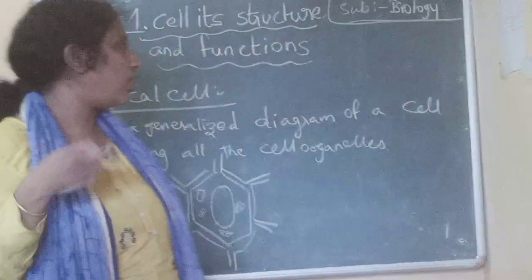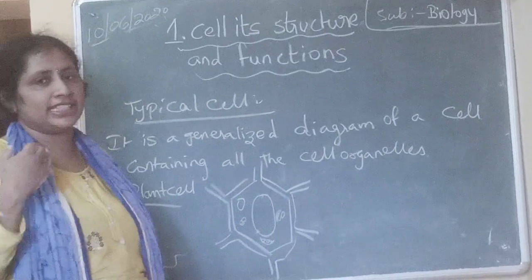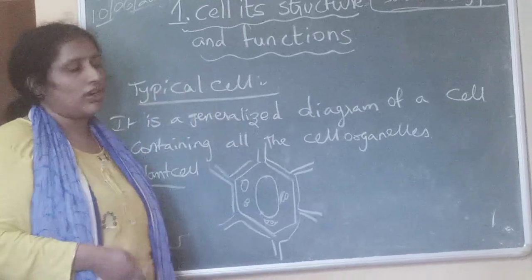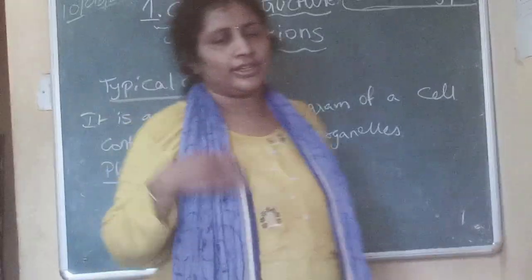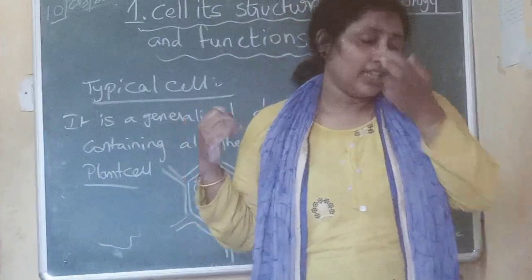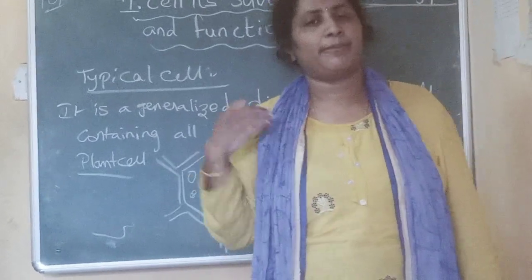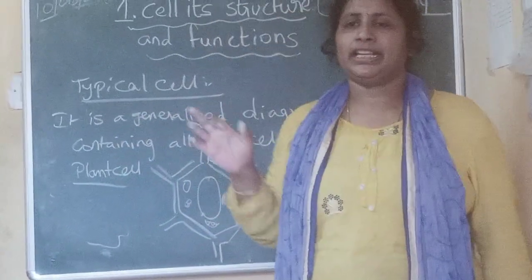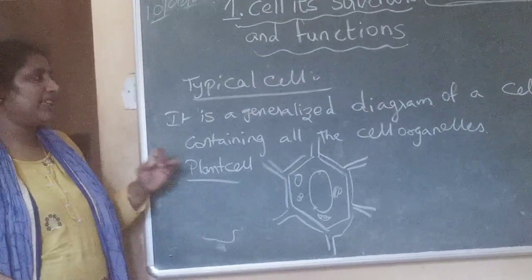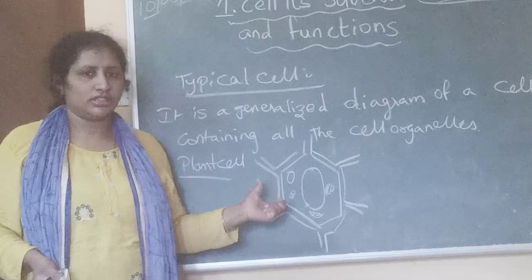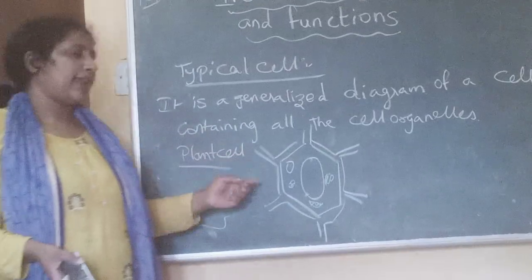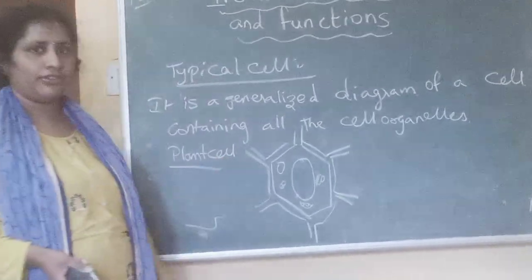It may be a plant cell or animal cell. Whatever cell organelles are present in the animals are represented in the diagram. That is called a typical cell. So you have the typical cell diagram in your textbook. Please refer to that. You will find all the cell organelles present in the typical cell. So roots do not have chlorophyll, but in a typical cell we will represent the chlorophyll also. So whatever cell organelles are present in the plant will be given in the diagram of a typical cell.